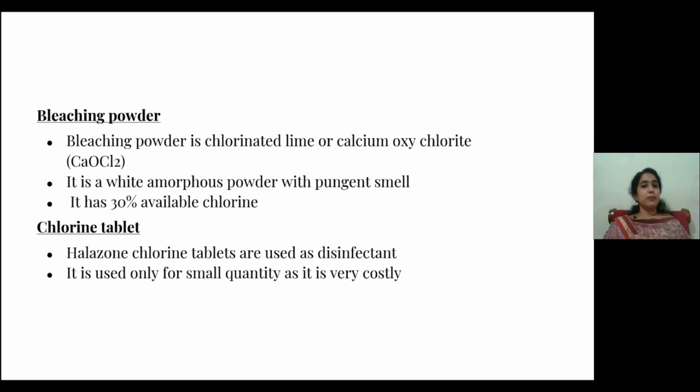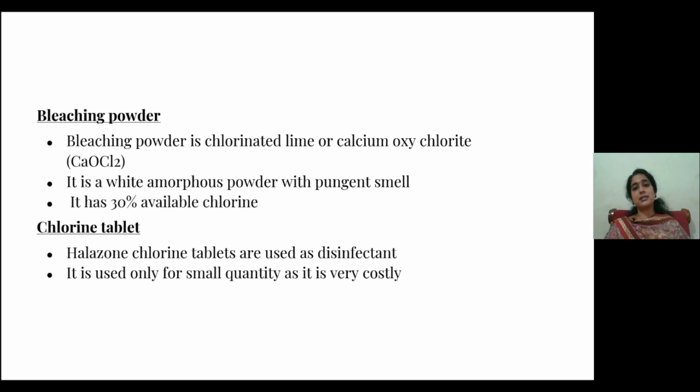Next form is the bleaching powder. Bleaching powder is chlorinated lime or calcium oxychloride, that is CaOCl2. It is a white amorphous powder with a pungent smell. It has only 30% available chlorine. In the lab test, that is in the Environmental Engineering Lab 1, we are testing the available chlorine in the bleaching powder. In that test, you can understand how much percentage of chlorine is available in that bleaching powder.